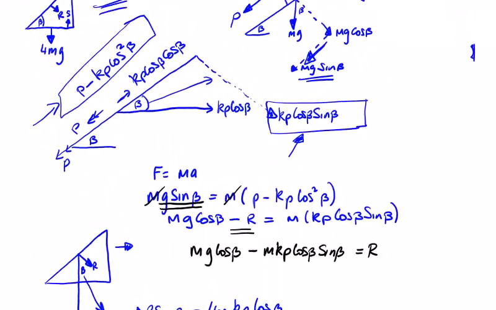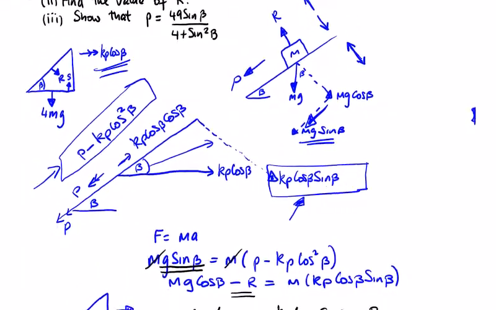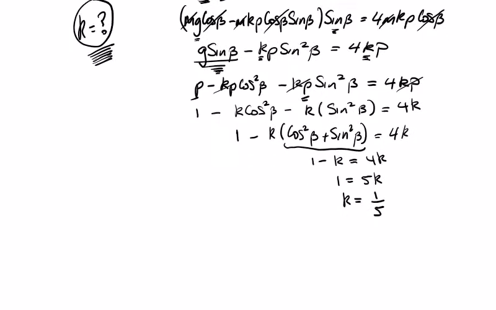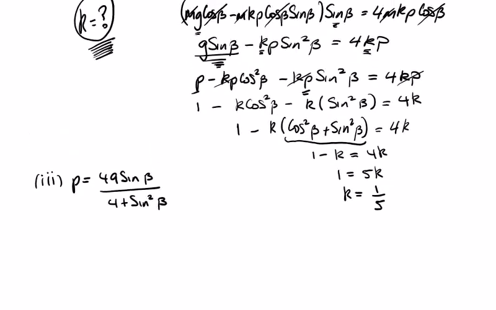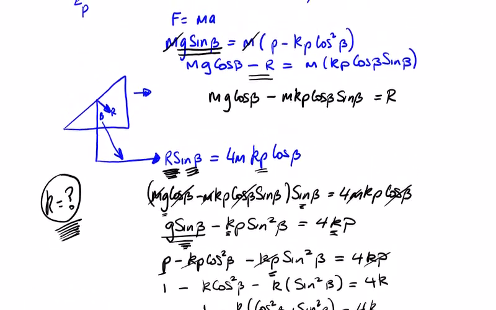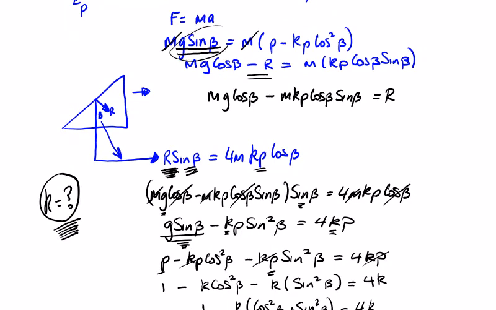So in part 3 we're asked, show that p is equal to 49 sine beta over 4 plus sine squared beta. Part 3. Show p is equal to 49 sine beta over 4 plus sine squared beta. Okay, where do we start this one? So let's just have a look back up. I think again this one will help us, the one we used a while ago. We have g sine beta equals something in terms of p, and we're looking for p. So let's use this one and see what will help us.